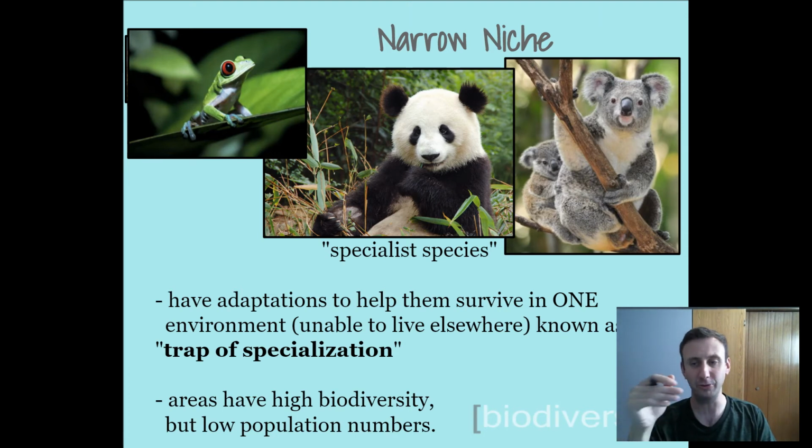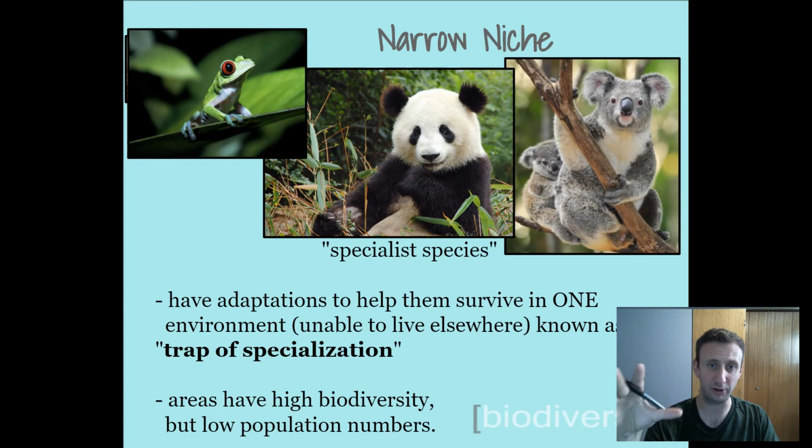Now, if we look at narrow niche species, which are called specialists, they have adaptations to help them survive in one environment only. They are unable to live elsewhere, and this is known as the trap of specialization. What that means is if their food source or their normal habitat ends up being destroyed, they're stuck. They can't survive because they are specially adapted to that one food source, or very few food sources, or that one area. That is the trap of specialization.